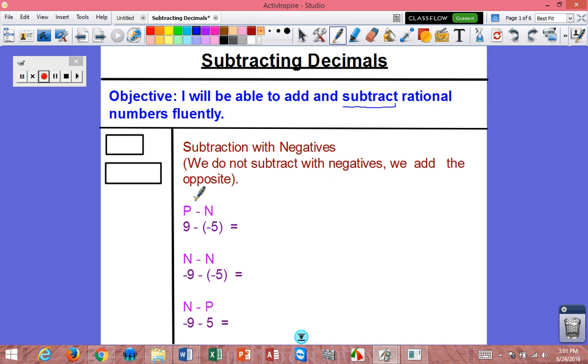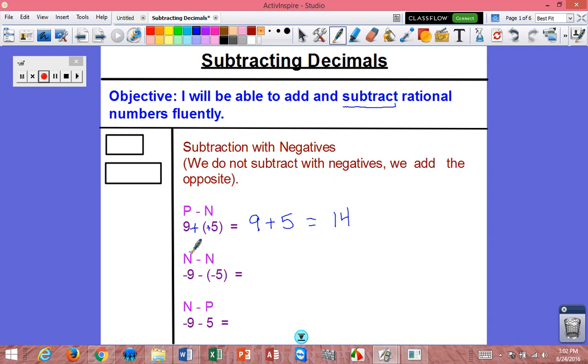Alright, so here we have a positive minus a negative number, so a positive 9 minus a negative 5. So we're going to change the subtraction symbol to an addition sign, and then we're going to take the opposite of the second number. So if we have a negative 5, the opposite of that would be a positive 5. So now we really just have 9 plus a positive 5. And then we just add like normal, and we get 14.